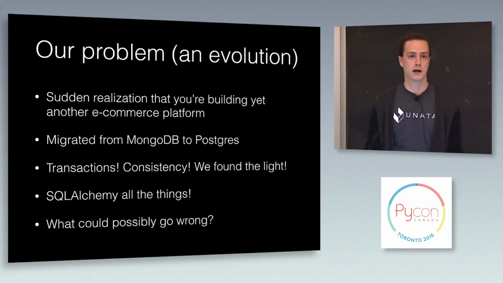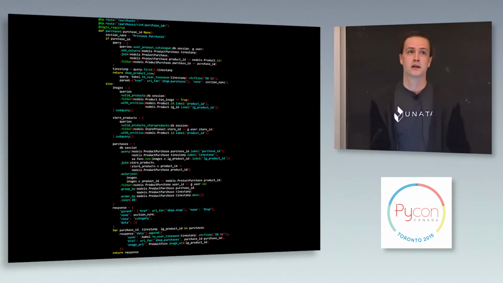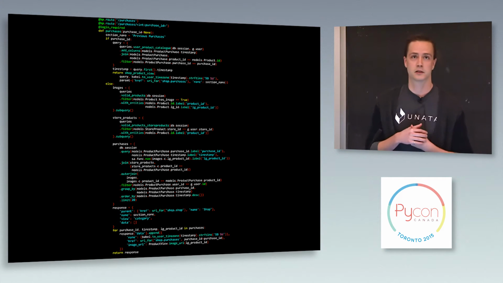It's a super flexible, powerful ORM, and we went a little bit wild on it. What could possibly go wrong? This is a Flask view that, I don't even know how much you can read there, but there's a SQLAlchemy query or series of queries in there that, looking at this, you can obviously solve with better design, don't repeat yourself principles, and some better abstraction.